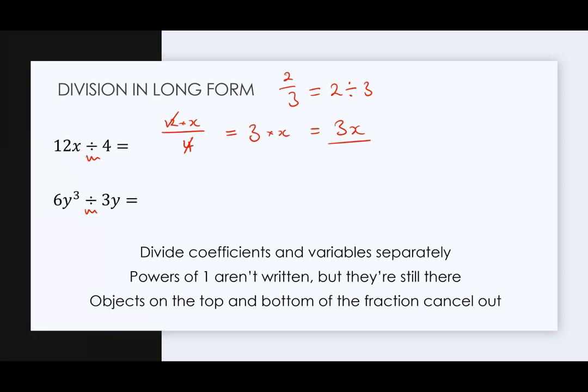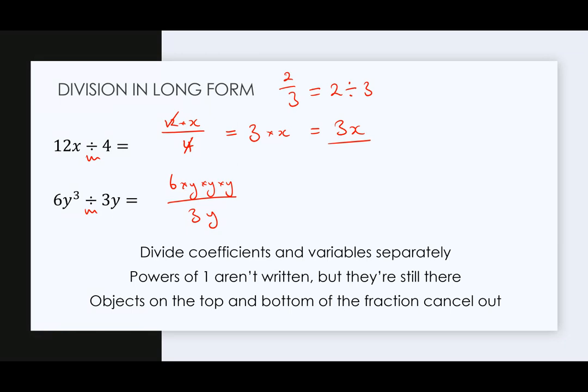The next problem, writing out in long form, we have 6 times y cubed all over 3 times y. Now with 3y, there actually is a power here, we just don't write it in. The power is going to be 1. When you have a power of 1, nothing really changes. It's not like y squared where you multiply it by itself. It's just y to the power of 1. So we don't actually write it in, although it is still there.